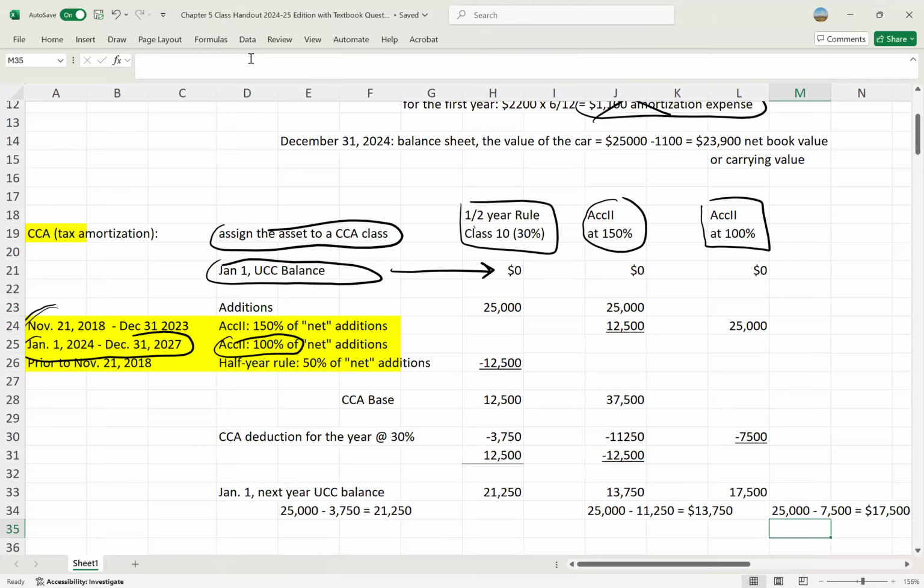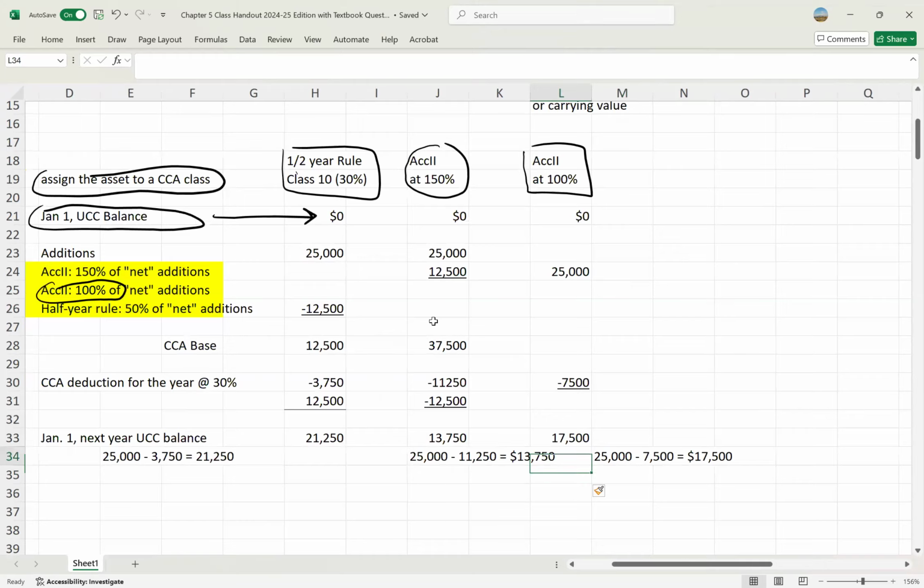So that's what happens when there's a new addition. I just want to show you what happens in the following year. So let's look at this last example here. Let's say that this is January 1st, 2024. We bought the car. We do the accelerated investment incentive at 100%. And then at the beginning of next year, January 1st, 2025, our balance is 17,500.